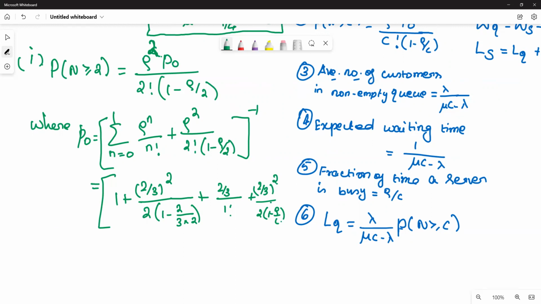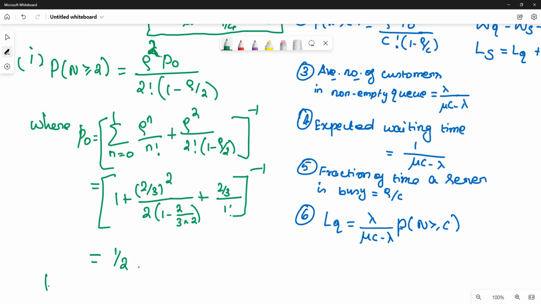There is no n factor involved here, so we'll simply calculate this. N is equal to 0 means rho power 0 by 0 factorial, that is 1. N is equal to 1 means rho power 1 by 1 factorial, plus rho square by 2 factorial into (1 minus rho by c), the whole inverse. Simplifying this, we get P naught as 2 inverse. So P naught is 1 by 2.